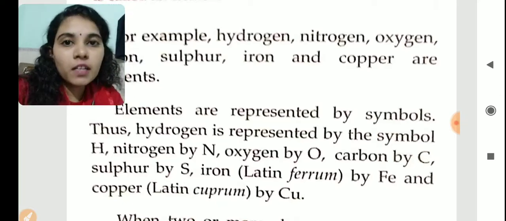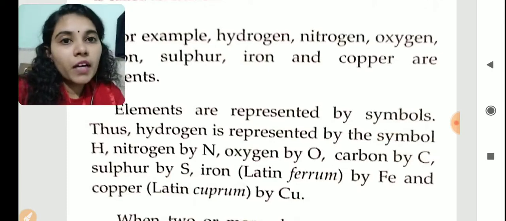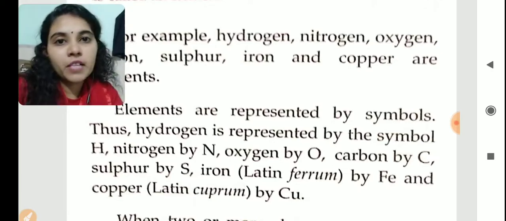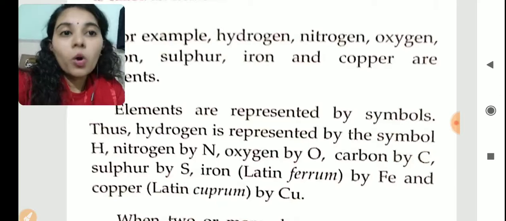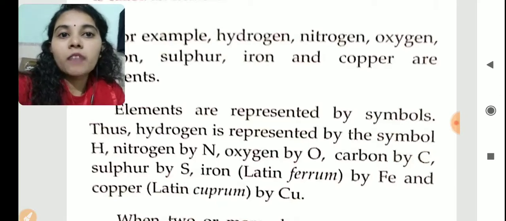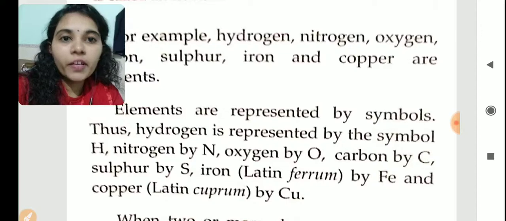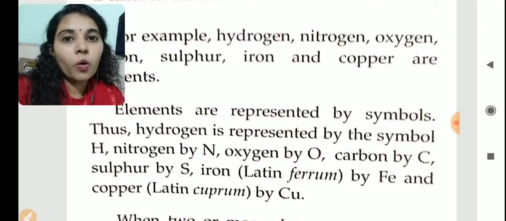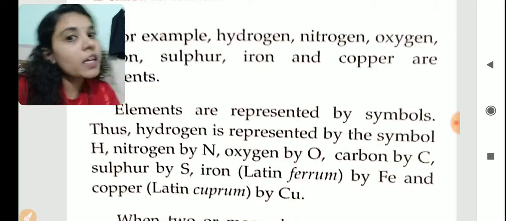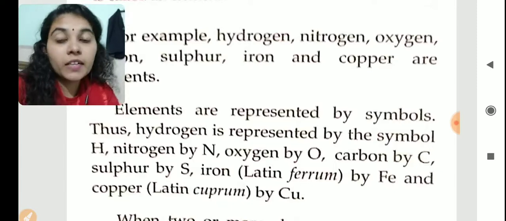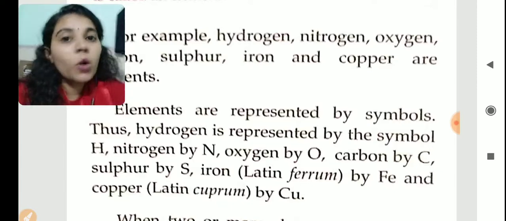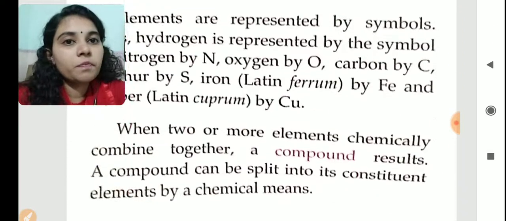Okay, the first letter is always a capital letter, the second letter is a small letter. Learn by heart the symbols of all these elements: hydrogen H, nitrogen N, oxygen O, carbon C, sulfur S, iron Fe, copper Cu. Always the first letter is a capital letter. If there is a second letter, we should use a small letter only. Don't use a capital letter for the second letter.